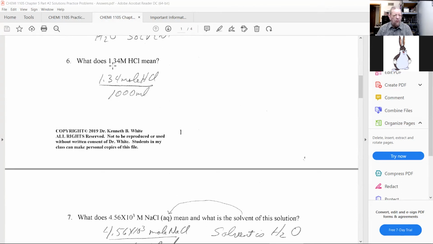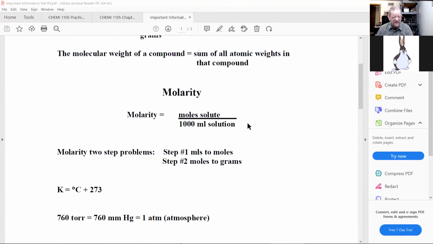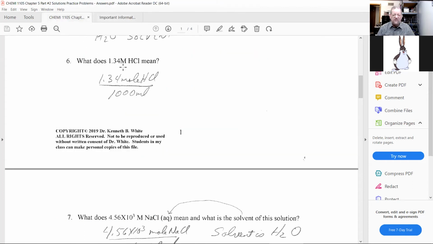Let me remind you, what does 1.34 capital M mean? Capital M means molarity. And if you look at test number 3, molarity, and I think I changed on the actual test important information, which you can, I have a capital MF in brackets after molarity. That's moles of solute per 1,000 milliliters of solution. So if we look at this, what does 1.34 capital M mean? HCl, 1.34 moles of HCl, hydrochloric acid, per 1,000 milliliters.